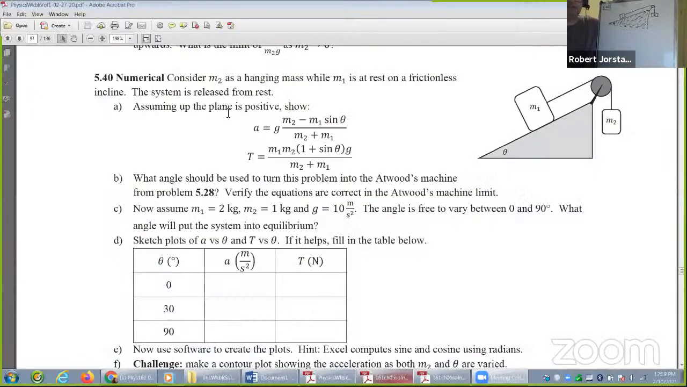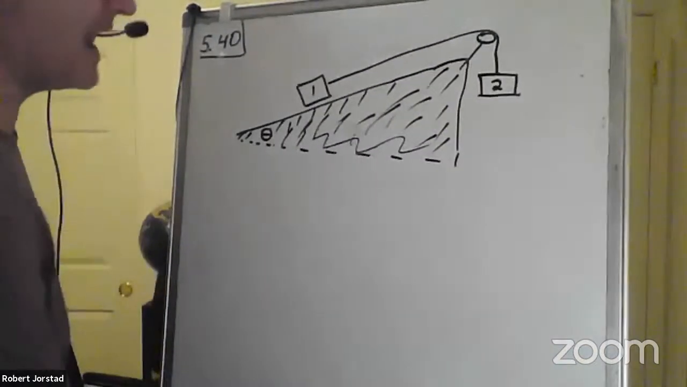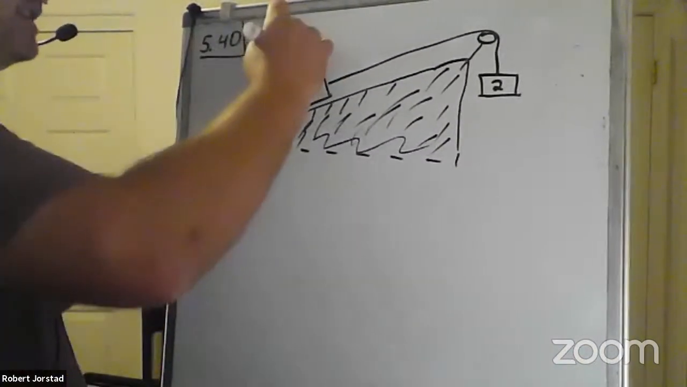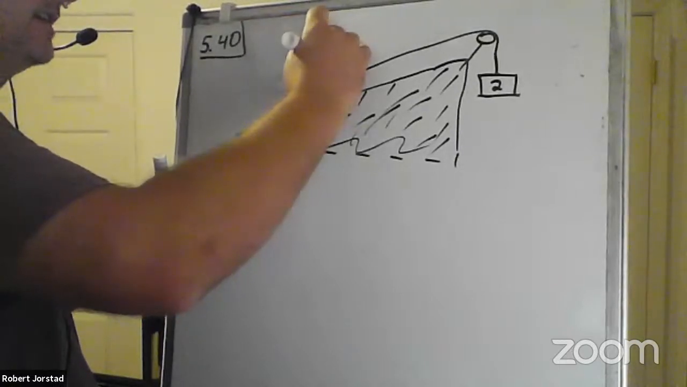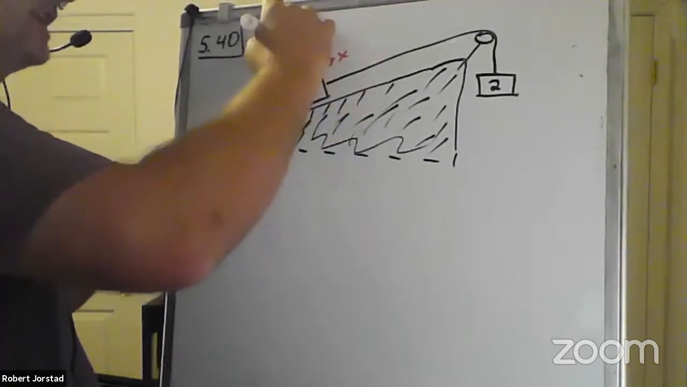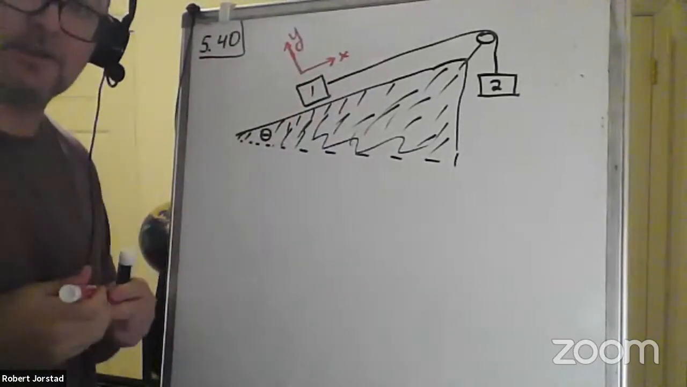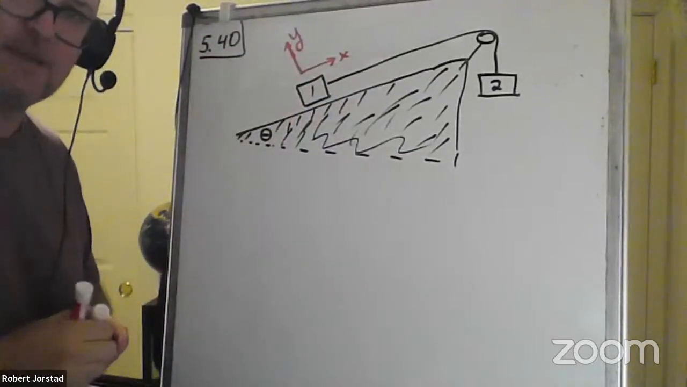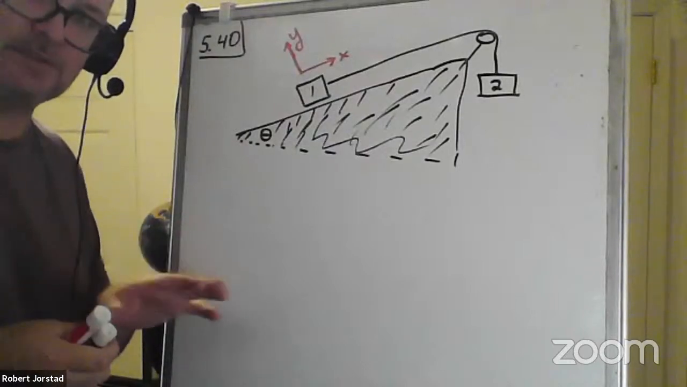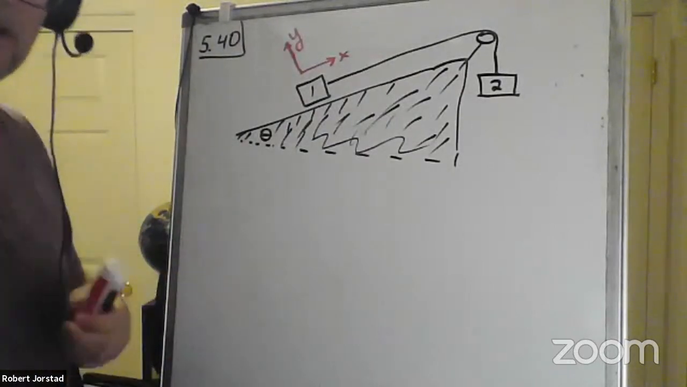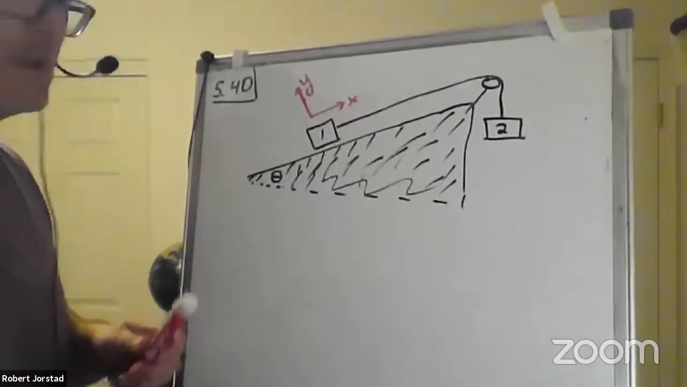It does tell us. It says, assume up the plane is positive. All right, well, that makes things a lot easier. So if we know that, I'm telling you this is the positive direction. All right, and so now you may not be used to this, but I want you to learn how to do something the way I recommend, and I'm going to show you right here.